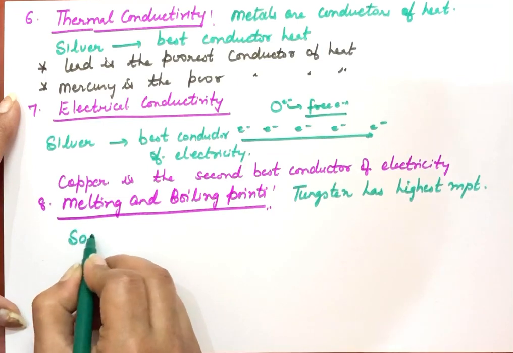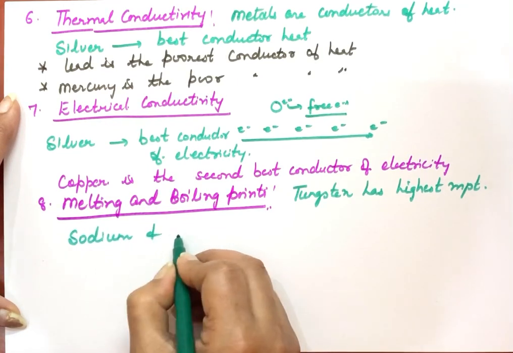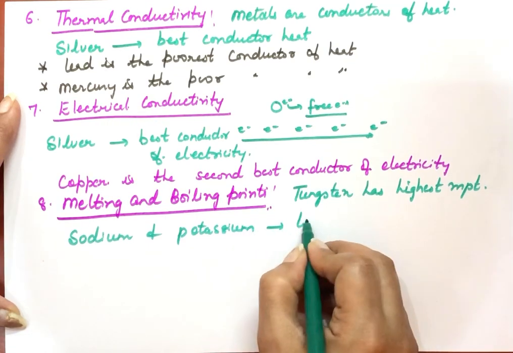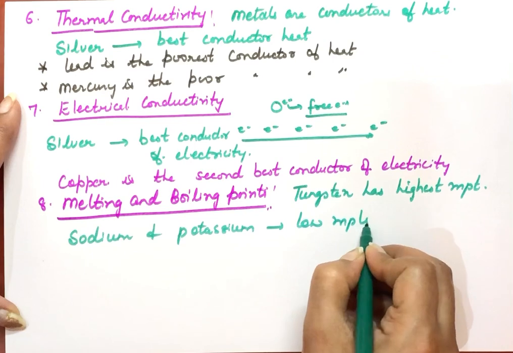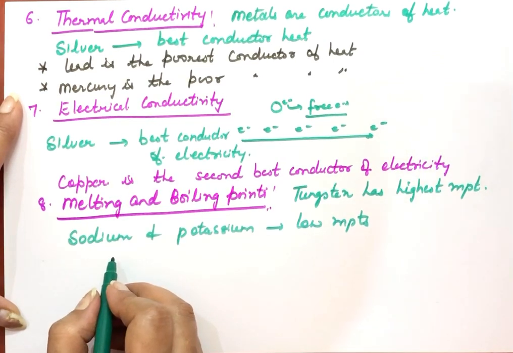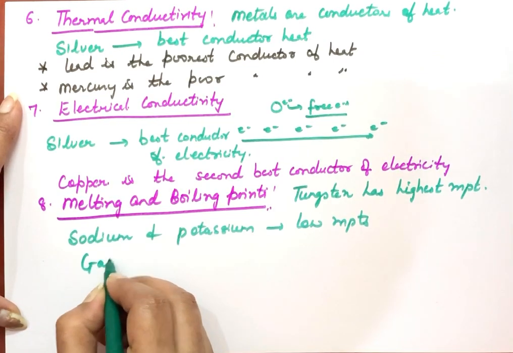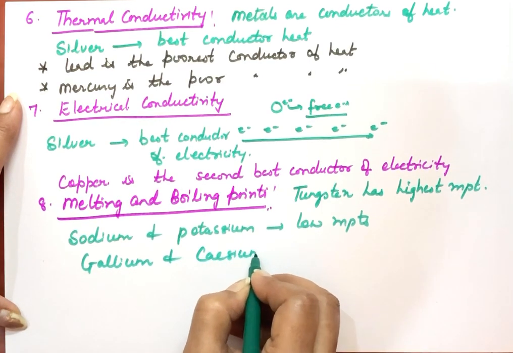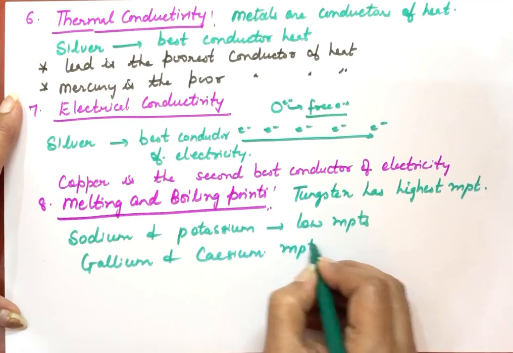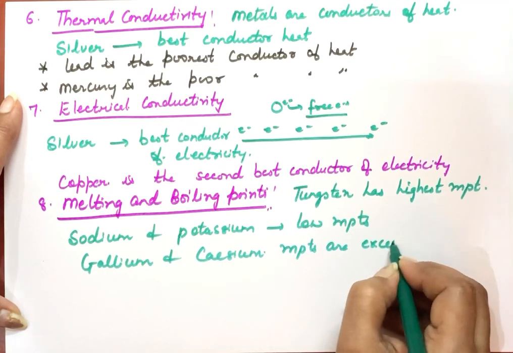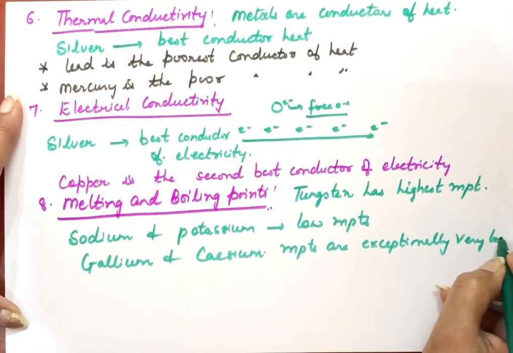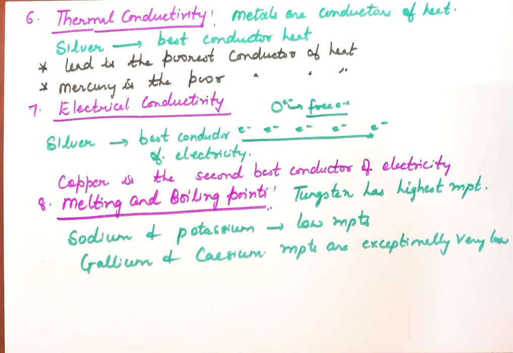While if we take sodium and potassium metals, these have low melting points because these are soft metals, so the atoms are not packed closely. Similarly, if we take gallium and cesium, their melting points are exceptionally low. Exceptionally low melting points are of which metals? That is gallium and cesium.